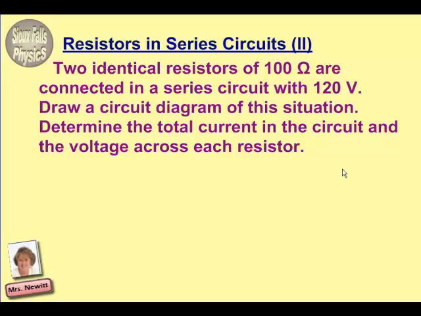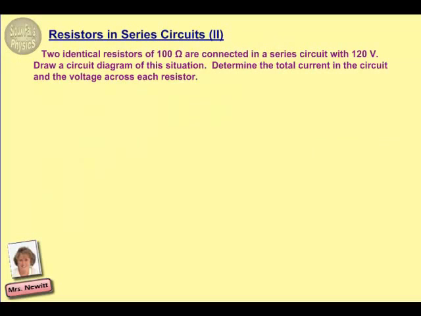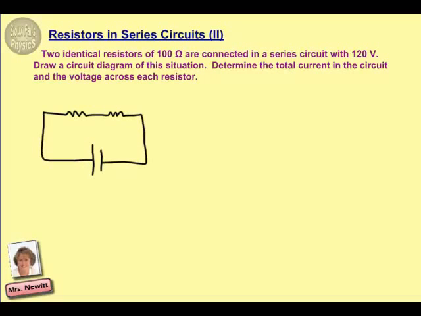Hello again, Sioux Falls physics teachers looking more at series circuits, this time 2 identical resistors of 100 ohms. First, we are again asked to draw a circuit diagram. 2 resistors in series simply means that we need to make sure to connect them along the same path of the circuit. As far as labeling, they are equal at 100 ohms for the 2 resistance values and 120 volts for the potential difference.